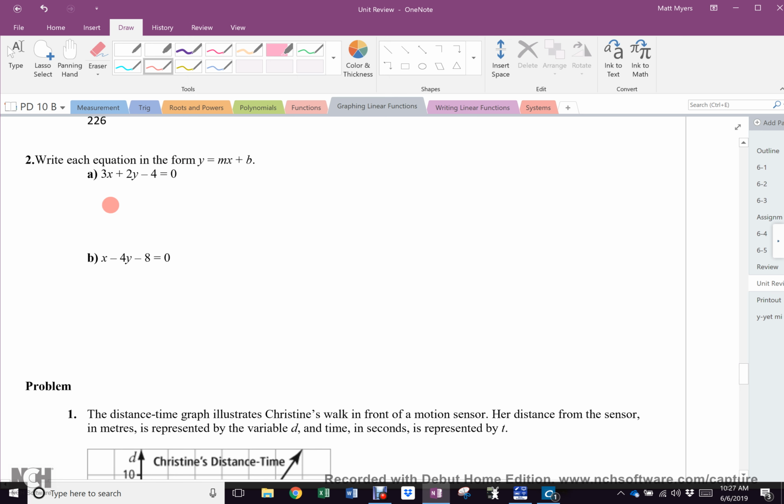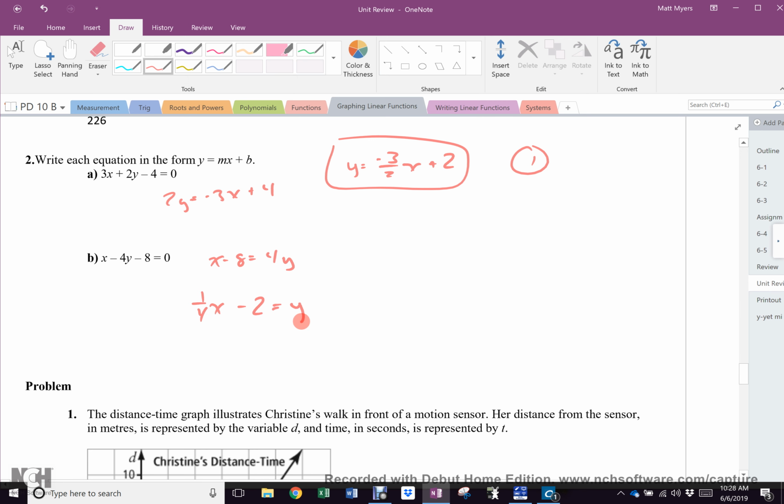Put that in that form, which means isolate y. 2y equals negative 3x plus 4. Y equals negative 3 halves x plus 2. 1 mark because you learned how to do algebra when you were 12. X minus 8 equals 4y. 1/4 x minus 2 equals y.